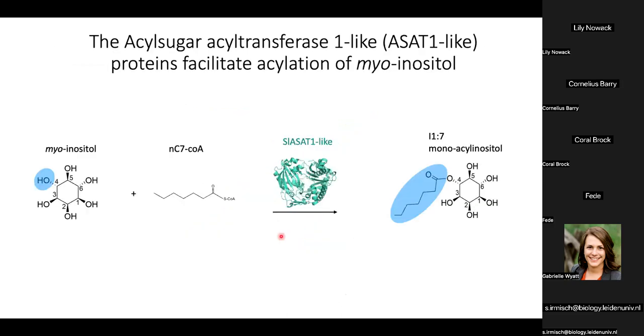So back to ASAT1-like. One of the reasons that it's interesting to use ASATs as a model is because they have really simple components. You've got myo-inositol, you've got NC7-CoA, which I buy, but you can also synthesize very easily in a day in your lab. And it makes this also pretty simple monoacyl-inositol structure that's easy to study and work with.